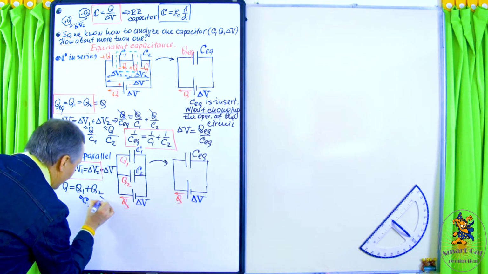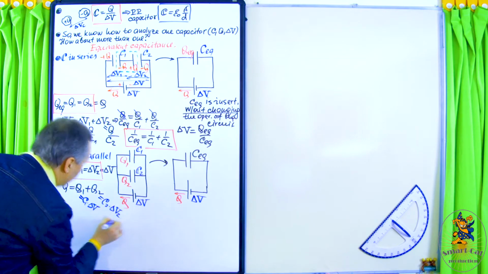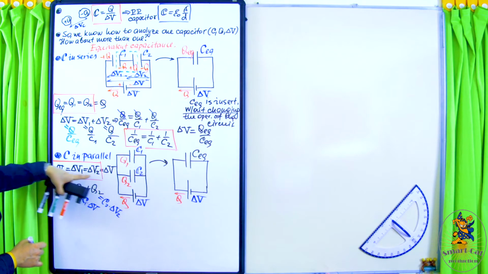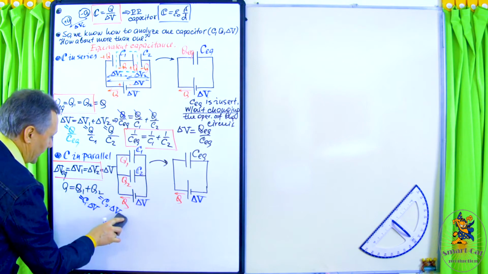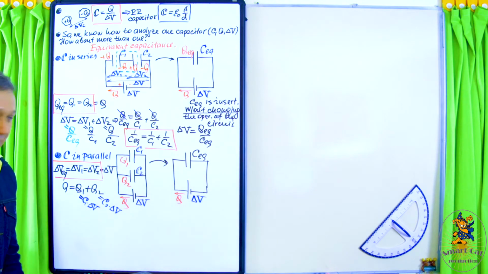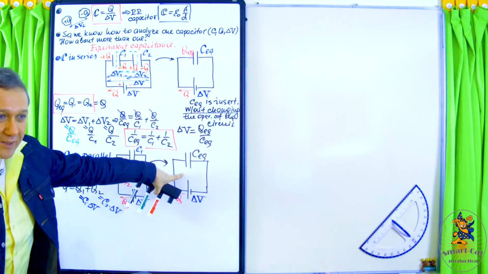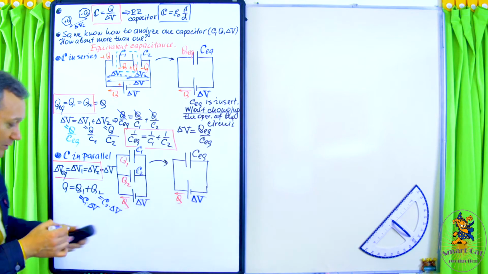Then exactly the same I can write about this. So it will be C2 times delta V2. But delta V2 again equals the potential difference across the battery. Let me also drop it. And now let's write the total charge. And like here, the total charge we can get from the equivalent circuit. From the equivalent circuit, right?